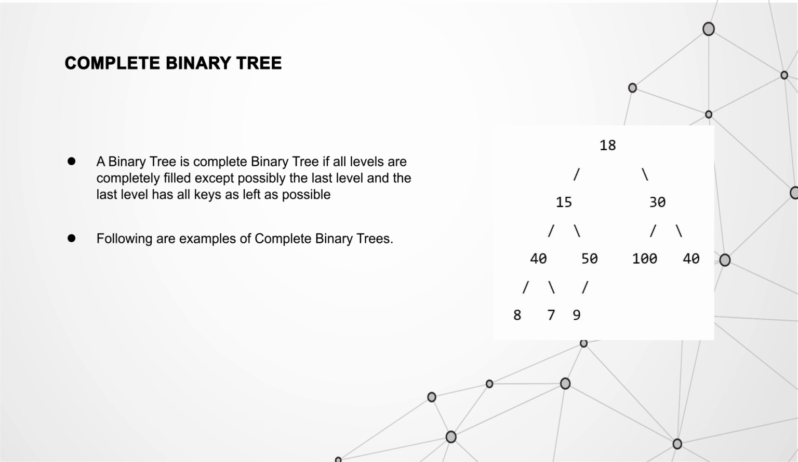We can fill it one by one in generation order. Again, we start: 40 will be connected as the left child 8, then 40 connected as the right child 7. Now the next new element is 9. 9 should be connected to the left of 50. Suppose again I want to connect an item like 100. 100 is bigger than all of those items, but 100 should be connected as the right child of 50. We can't connect it anywhere else. So we have to fill the left space first, then we move on to the right space. That's the concept of a complete binary tree.